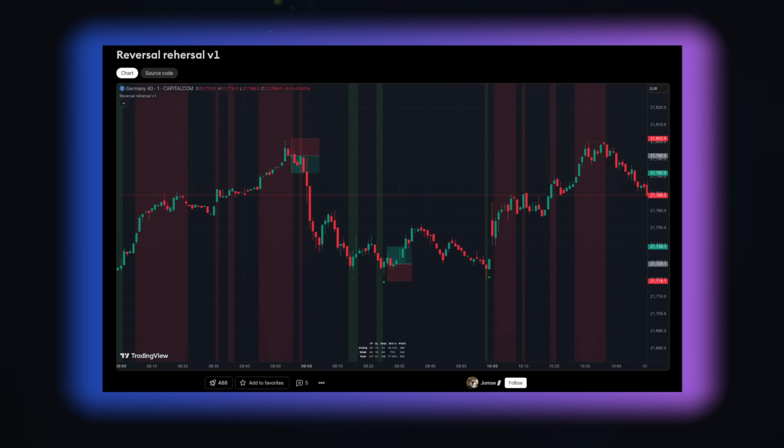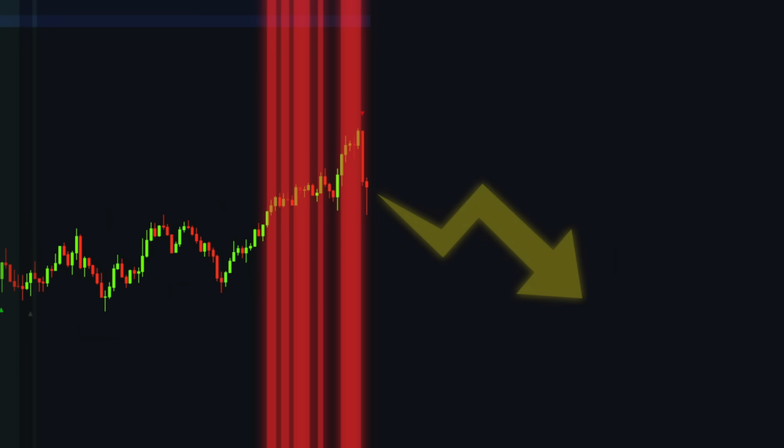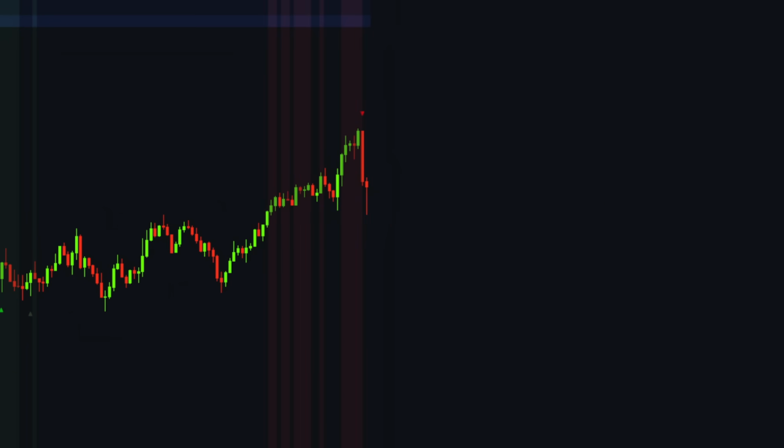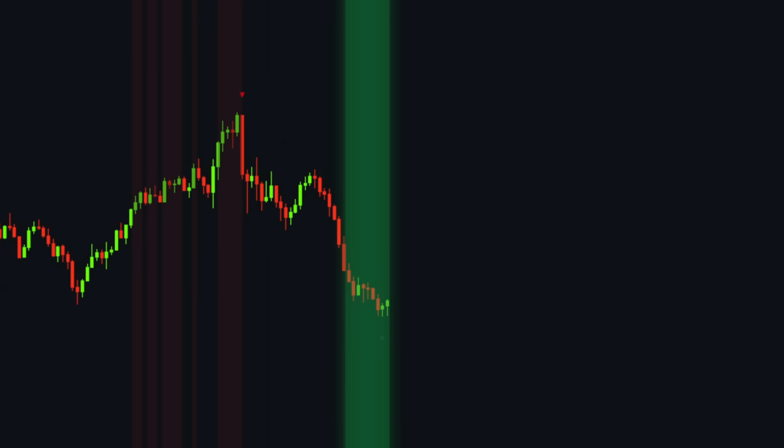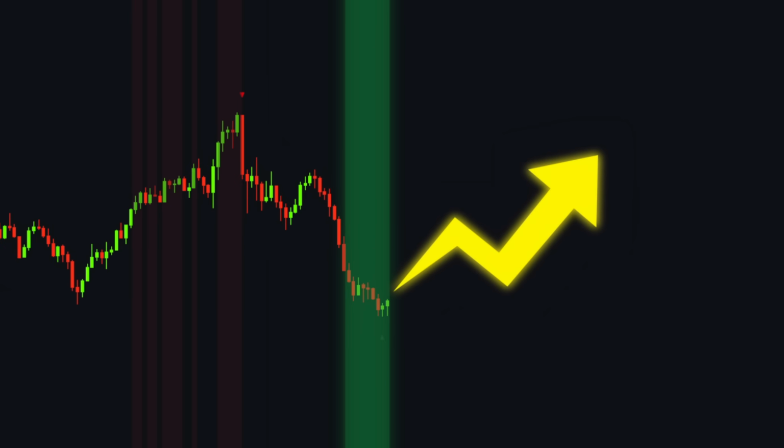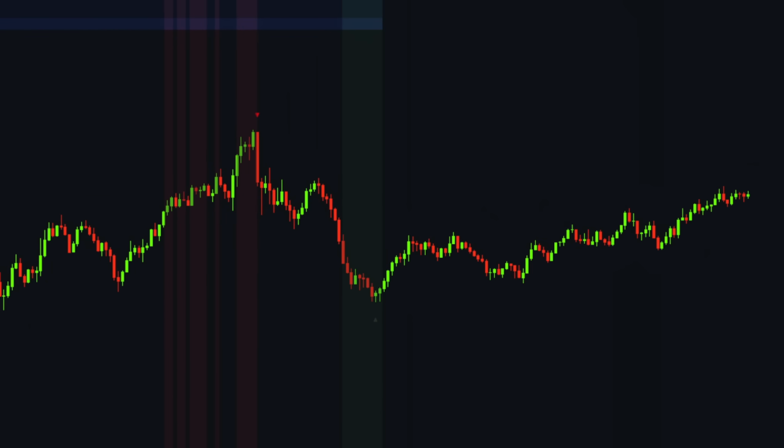Finally, let's uncover the 5th indicator, the rehearsal V1. At its core, this professional indicator excels at detecting zones where momentum is building up for potential reversals. It uses RSI ranges to highlight moments of market overextension, such as shooting or falling ranges. This ensures that you are always aware of when the market is most likely to shift direction, giving you an edge in timing entries and exits.